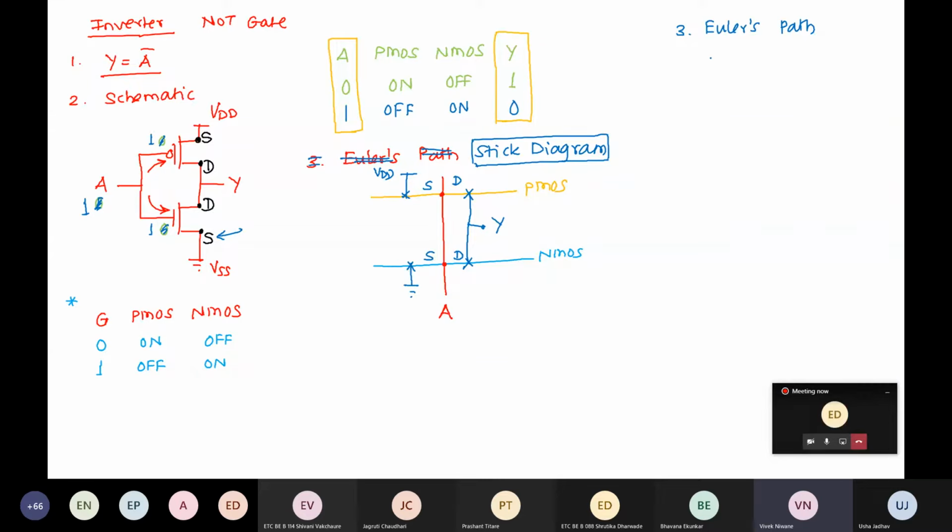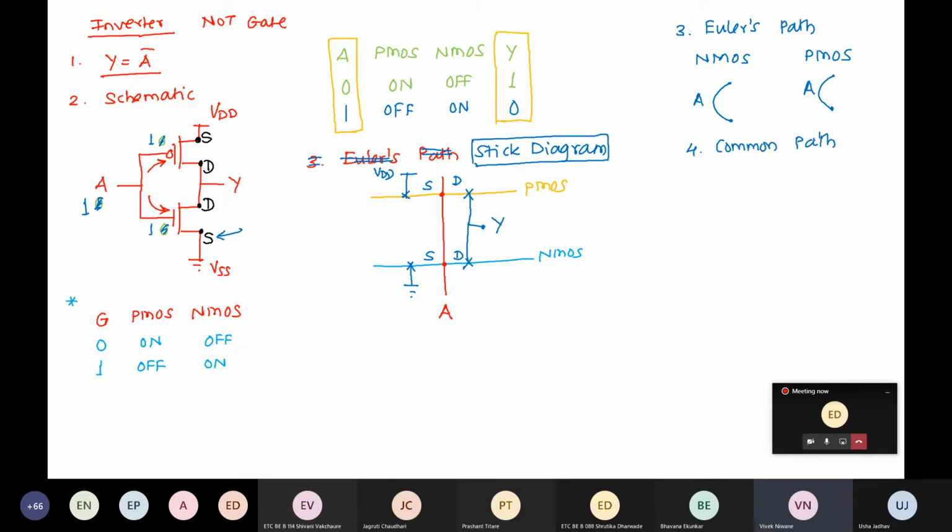Okay, great, no problem. Now in Euler's path, we are going to draw the NMOS and PMOS. So how many NMOS do we have? Only one NMOS. Represent it as a single curve. How many PMOS? Only one PMOS. Represent it as a single curve. What is the input to this PMOS? A. What is the input to this NMOS? A. Okay, so fourth point, common path.